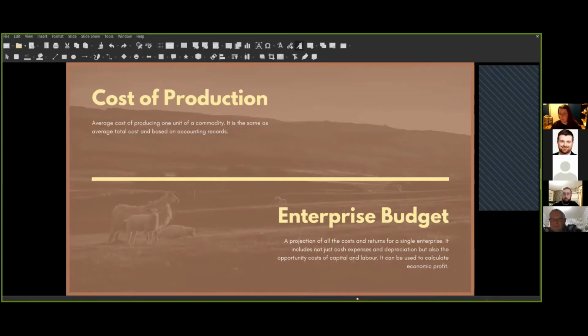It's much more detailed. It's more into the economic profit. It takes care of all those things. Tonight, I'll only be speaking about the cost of production because it's a much easier number to calculate. And obviously an enterprise budget is a pretty thorough exercise that has to take into account numerous factors far beyond what you'll see in accounting records, but cost of production, I think, is a good place to start.